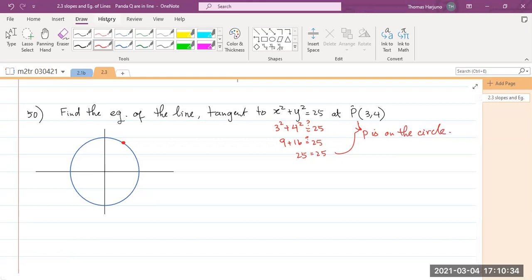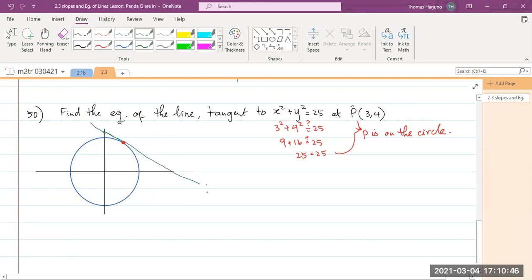Okay, now the question is, find the equation of the line tangent to that circle. So this is the line that we are looking for. Okay, this is (3, 4). What is the equation of that line?